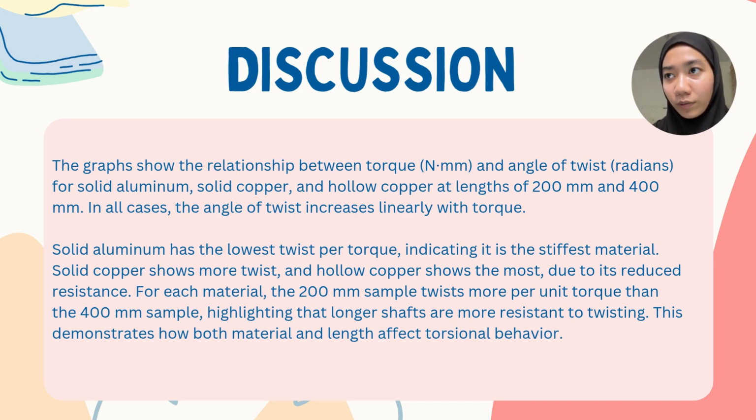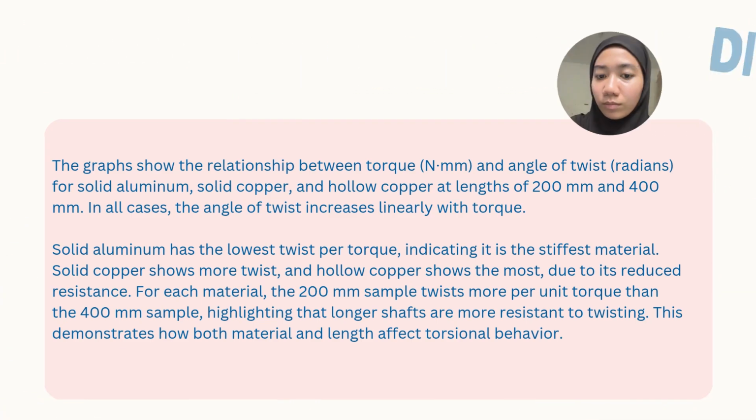We also tested two different shaft lengths, 200 mm and 400 mm. Interestingly, the shorter shaft twists more for the same torque, so the longer the shaft, the more it resists twisting. So overall, both material and the length of the shaft play a big role in how it responds to torsion.